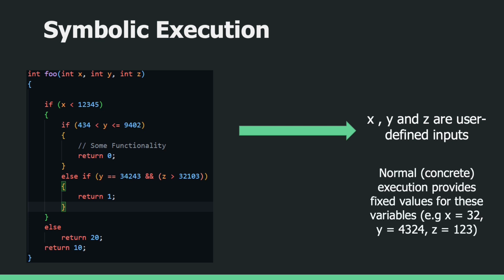Now, when we execute a program, we'll provide three concrete values to these variables x, y, and z. Now, these values can be anything. For example, I can set x to 32, y to 4324, and z to 123. It doesn't matter because the values themselves are fixed, and these are fixed by the user when they provide them.